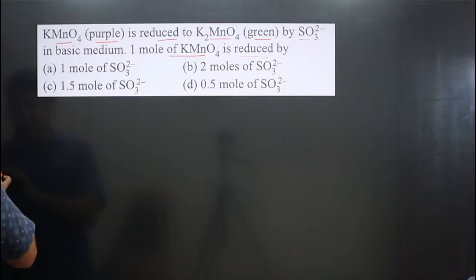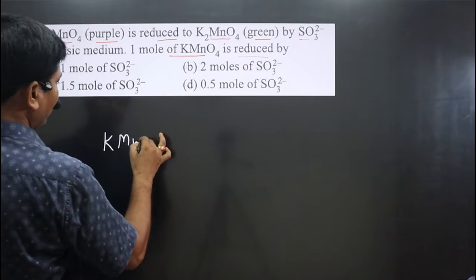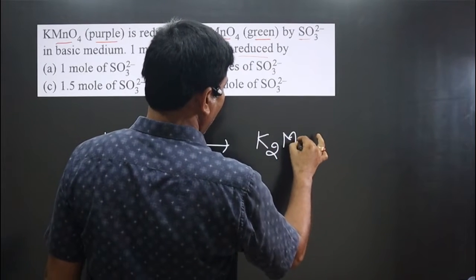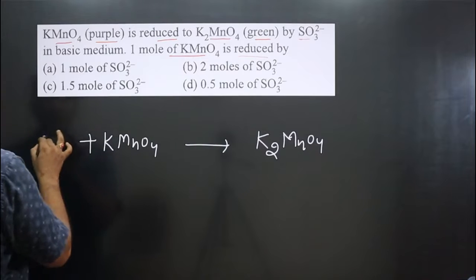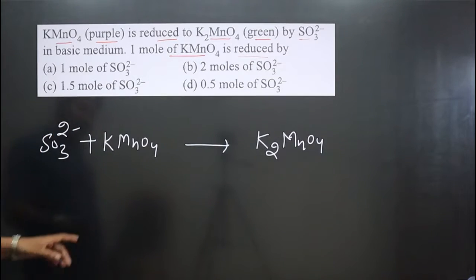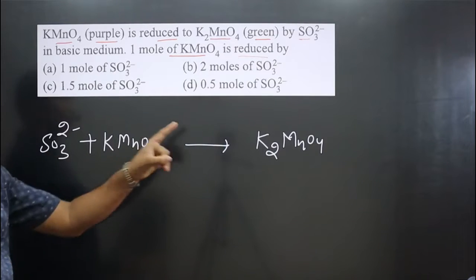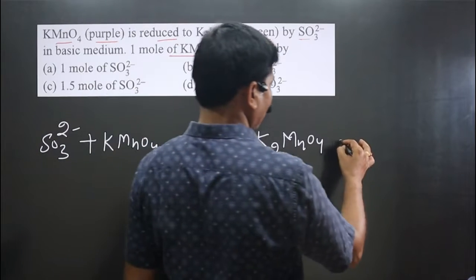Let's write down the chemical reaction. First of all, we have KMnO4, which is undergoing a reduction reaction to convert into K2MnO4, purple to green. It is reduced by sulfite, SO3 2 minus. Since it is a strong oxidizing agent, it will oxidize sulfite ion into sulfate ion, because an increase in oxidation number is always oxidation.